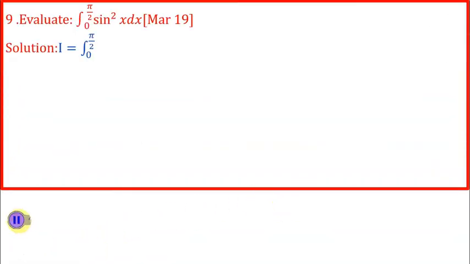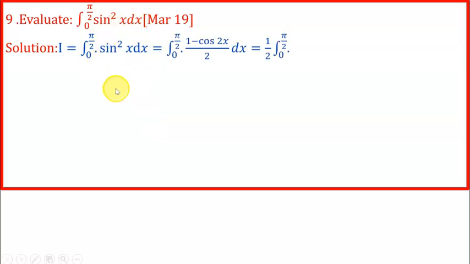Now next question. Evaluate integral from 0 to pi by 2 of sin square x dx. This question was asked in the March 19 examination. Now see, with the help of the trigonometric formula, what is sin square x? Sin square x means 1 minus cos of 2x upon 2. Take this 1 upon 2 outside the integral sign. That is 1 upon 2 integral from 0 to pi by 2 in bracket 1 minus cos of 2x dx.